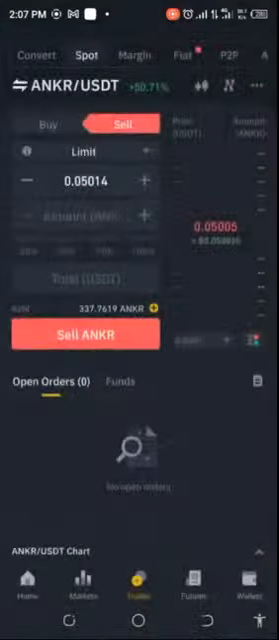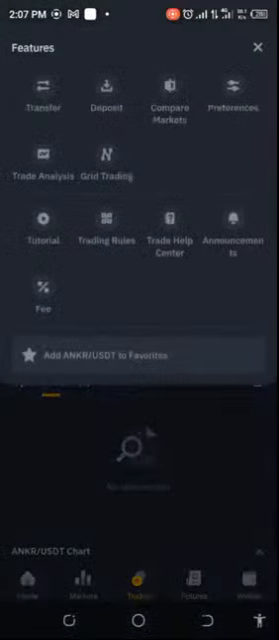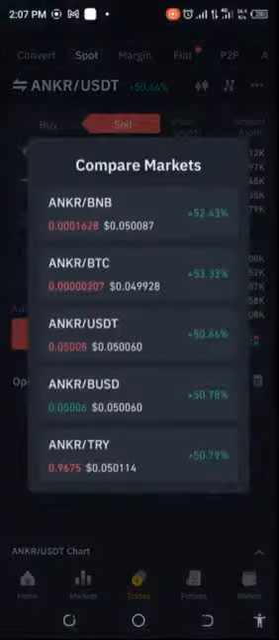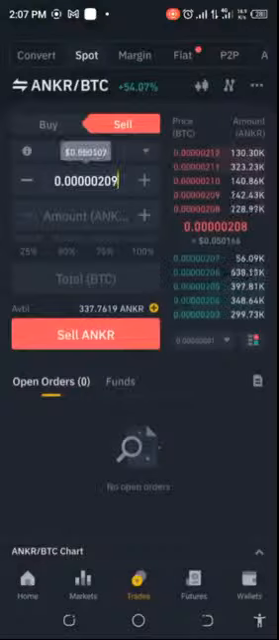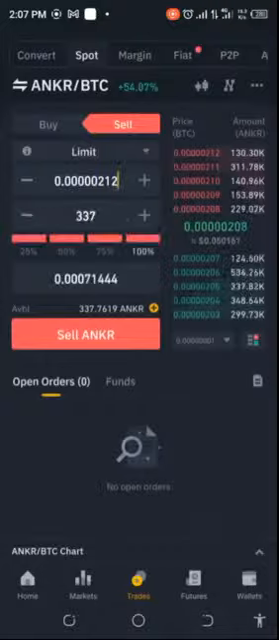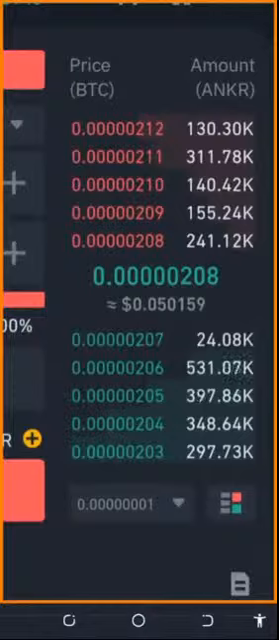Let's go back and put it. Let me do the compare markets. Okay, it's going to go back up. Let's put it at 12. Let's do 12. Let's put everything there. What would it be at this point? Okay, it's 501. Okay, it's going up.